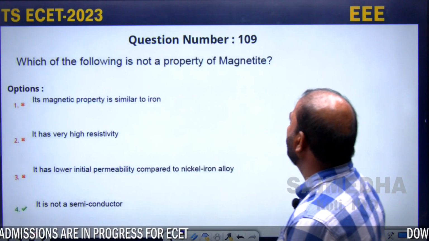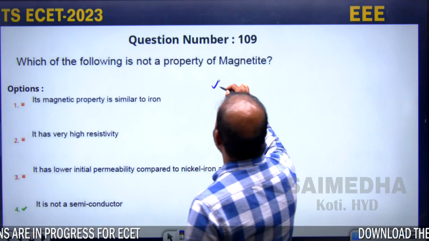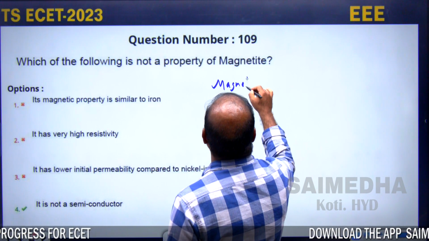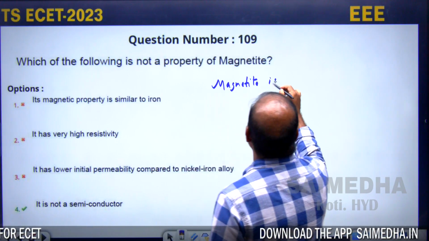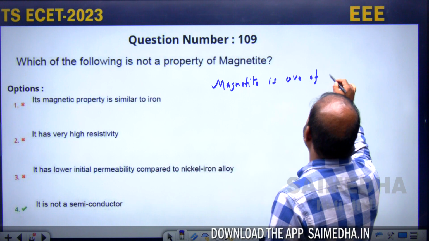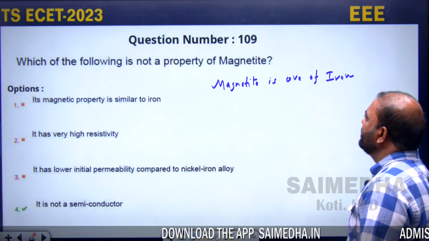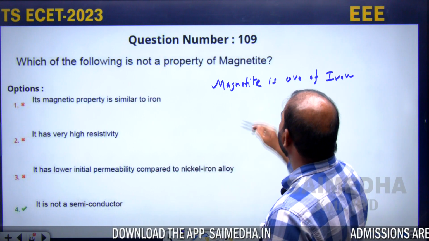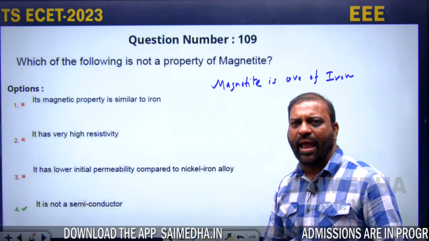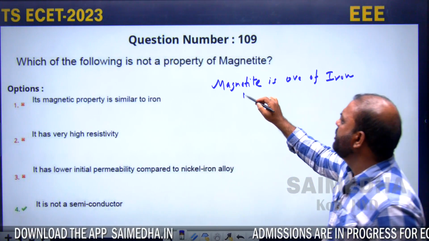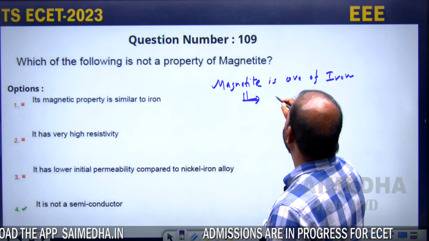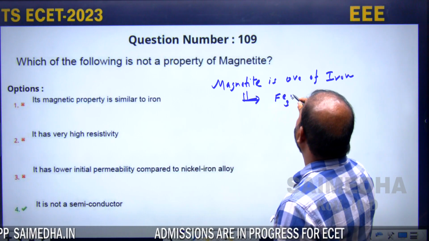Which of the following is not a property of magnetite? Generally, magnetite is an ore of iron here. So generally, iron can be extracted from magnetite. One more ore is hematite. What about the chemical formula for magnetite? Here it is Fe3O4.